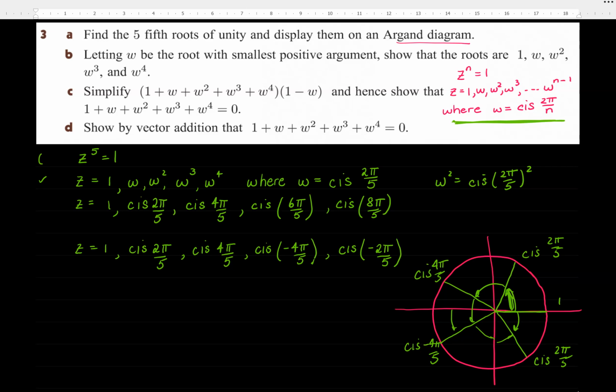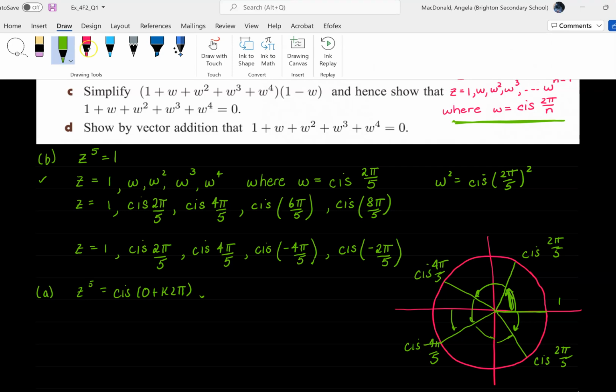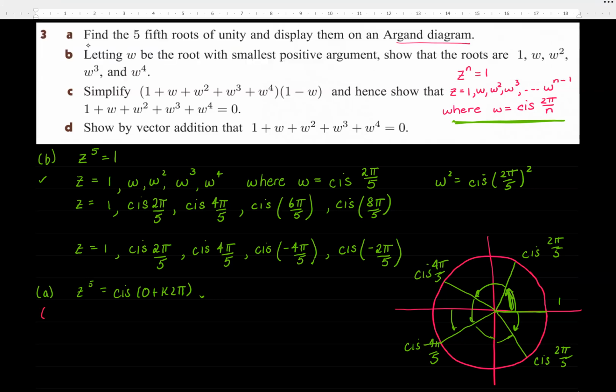Okay, I think I probably did, this one was B, and if I wanted to do A, then we have to go through the whole z to the 5. 1 is cis 0 plus k2 pi, etc., etc. We just did that in the previous question 2, so you could probably have a look at that yourself. All right, let's move onward to C.